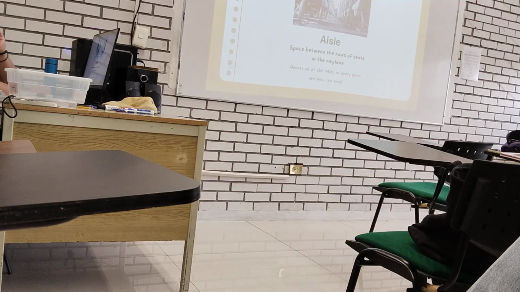Then we have the aisle. And as you can see here, the S is silent. You don't pronounce it like Isley or aisles. It's aisle without the S. And this one is the space between the rows of the seats in the airplane. And this is like common knowledge, but almost all of the aisles in every plane are way too small for us to pass. We always have to go from side to side, like in the bus or in the metro.